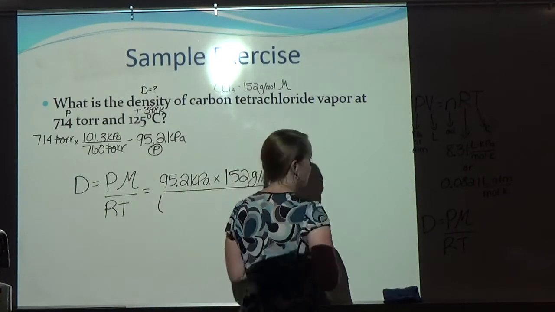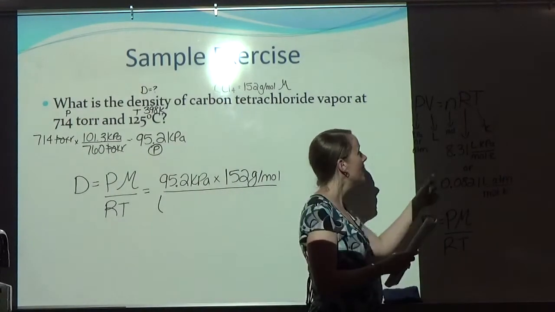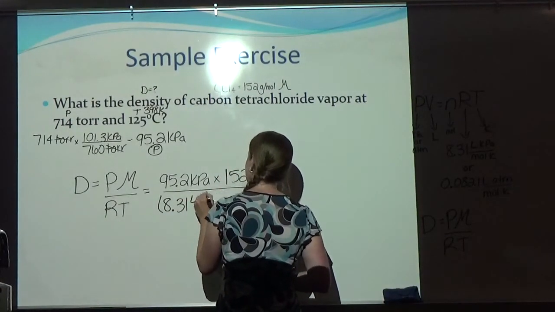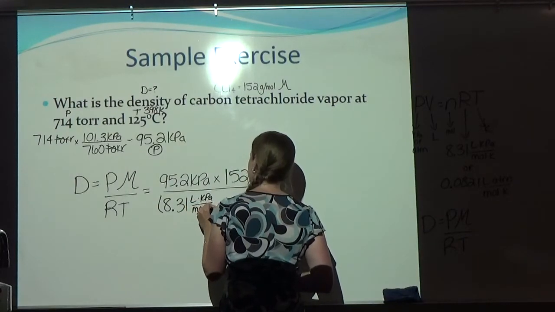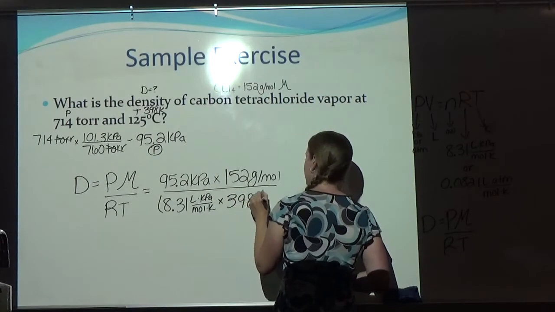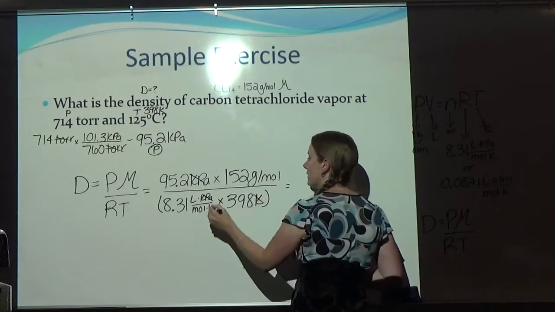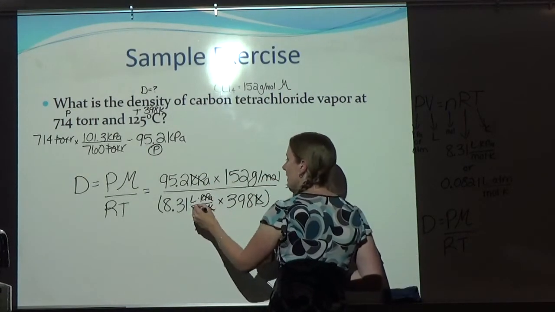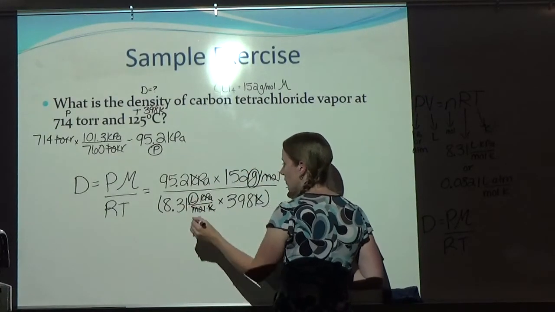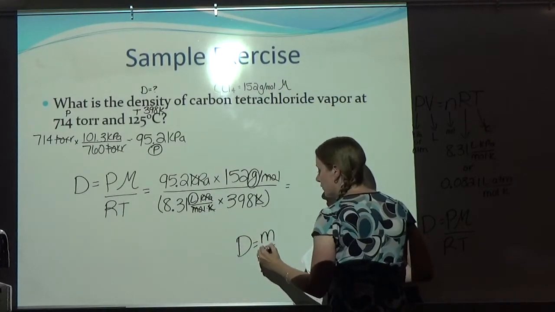My R value, remember I have two to pick from, but since I chose to convert my pressure to kPa, I'm going to pick the 8.31. So it's 8.31 liters times kilopascals over moles times Kelvin, and then multiply by my temperature, which is 398 Kelvin. So if you look, our kilopascals cancel, our Kelvin cancel, our moles cancel, and so I'm left with grams per liter, which is fine.